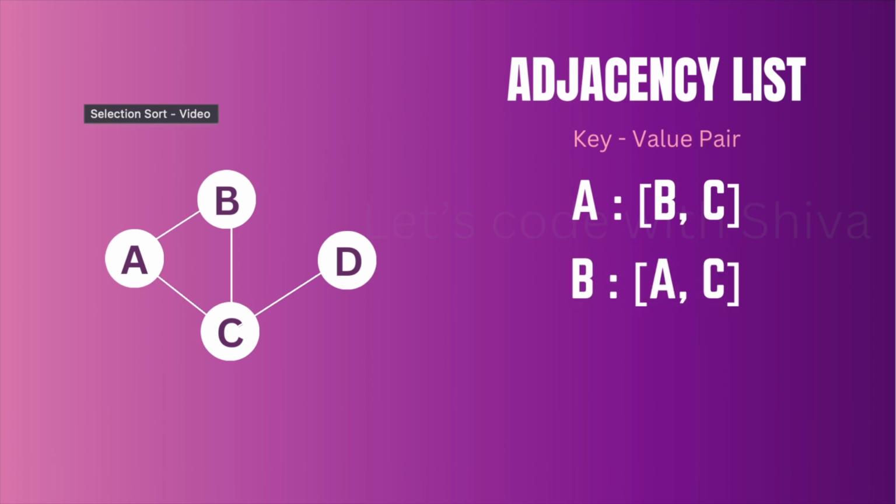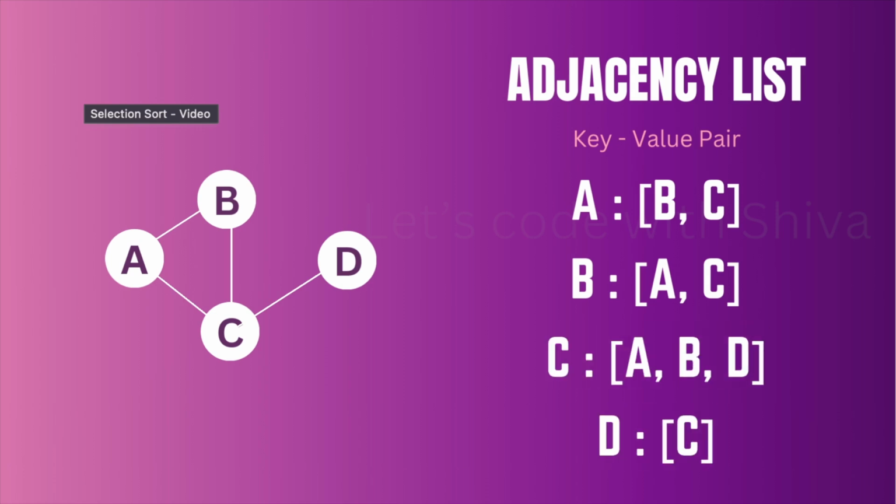B is connected to A and C. C is connected to A, B and D. This is how the list looks. And D is connected only to C. So now that we've gotten the hang of it, let's start defining the graph.